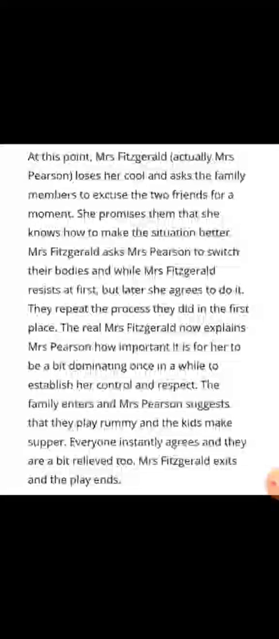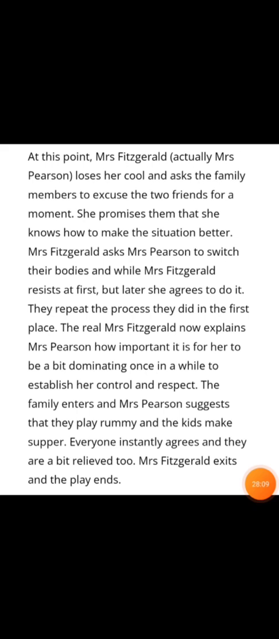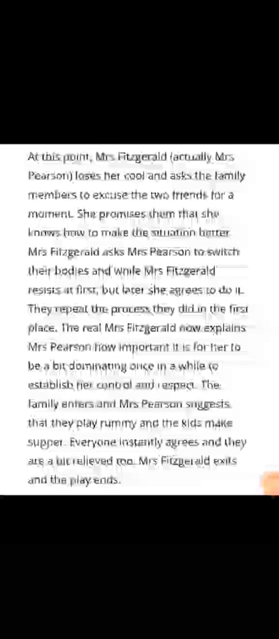Everyone agreed to do what was instructed by Mrs. Pearson, and they got relieved that ultimately Mrs. Pearson was ready and followed everything like their demands. Oppositely, Mrs. Fitzgerald exits the scene and the curtains fall down and the play is ended over here. So like this we come to know about the end or the result or the consequence also. So it was like a happy ending.